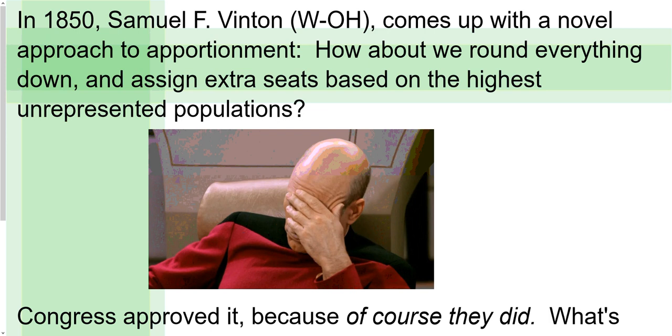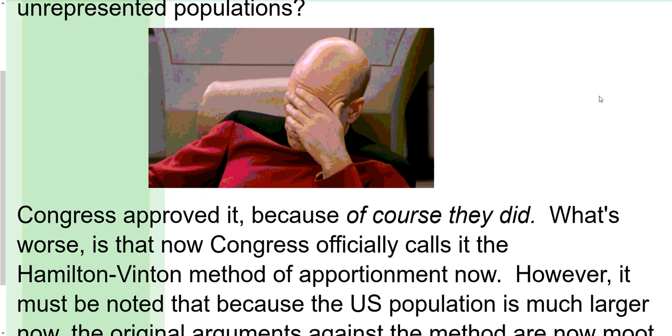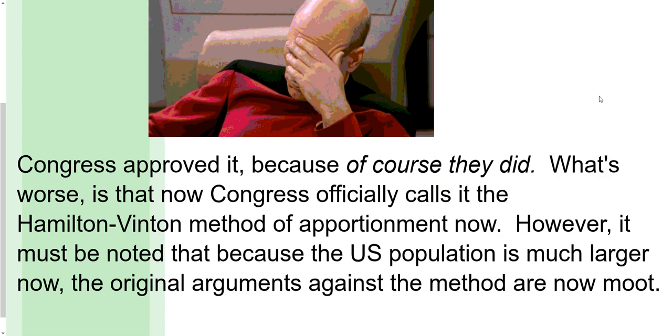But Congress does approve of this, and so in 1850 we go back to Hamilton's method, which now you're starting to wonder, wait a second, how could we? Wasn't it voted unconstitutional? Well, here's the thing. They now call this the Hamilton-Vinton method of apportionment, simply because they both developed it independently of one another. Different times, Vinton had no idea that Hamilton had already done this.